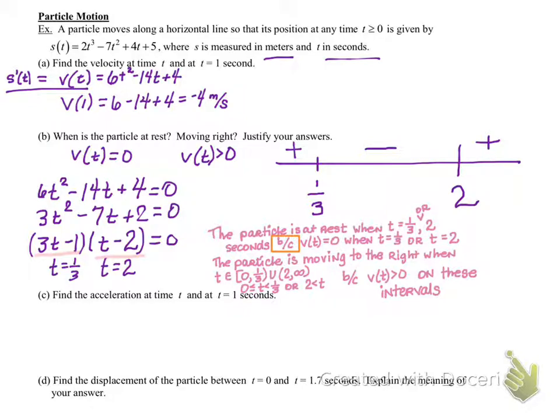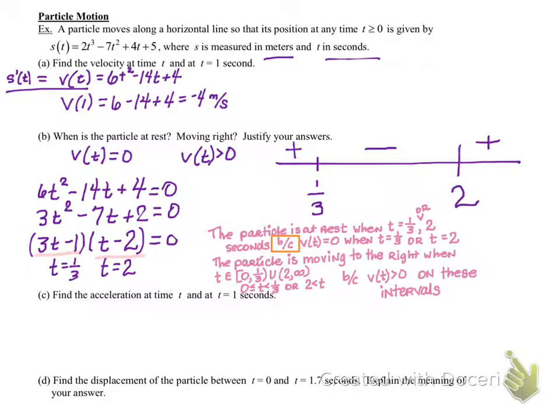Okay, the particle is moving to the right when t is an element of the set 0 to 1/3, 0 included, union 2 to infinity. You can either write it using the top notation, or the bottom notation. You do not need both. I would tend towards the bottom notation, and then I would continue by saying because v of t is positive on these intervals.